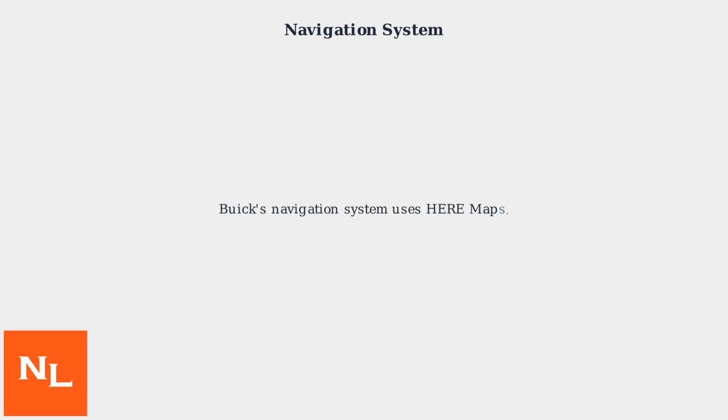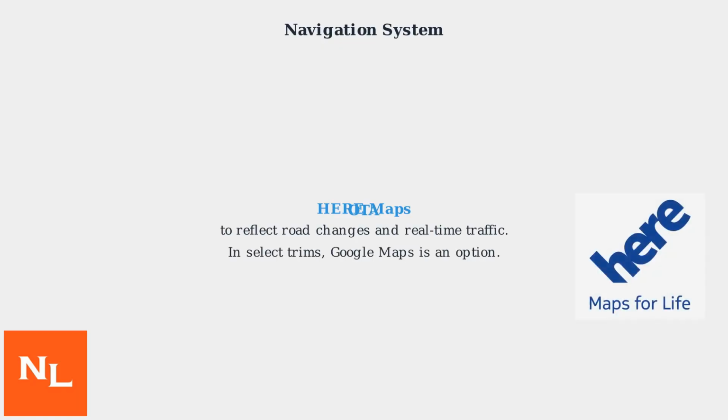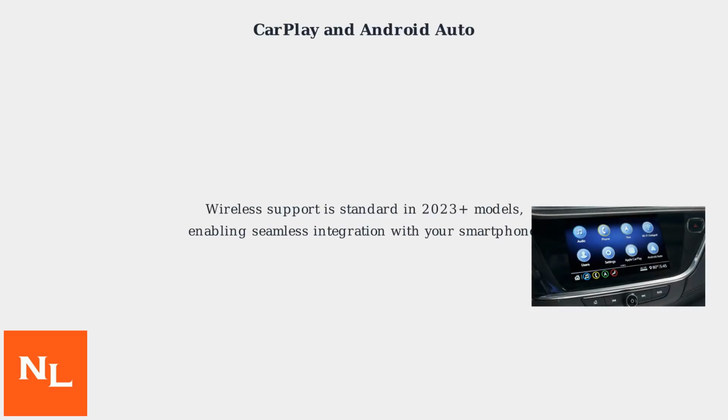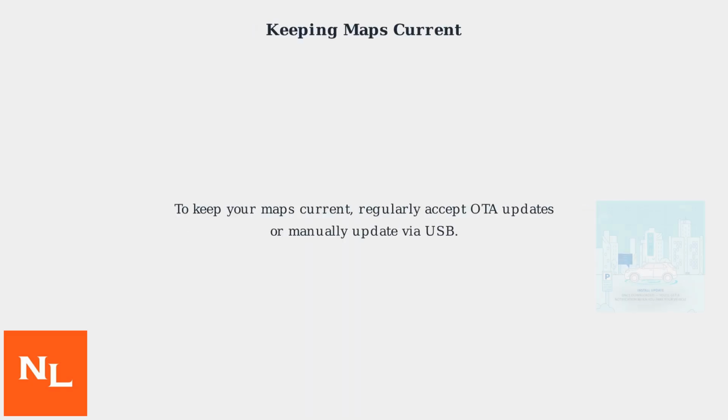Buick's navigation system uses HERE maps, which receive quarterly updates via OTA to reflect road changes and real-time traffic. In select trims, Google Maps is an option. For CarPlay and Android Auto, wireless support is standard in 2023 Plus models, enabling seamless integration with your smartphone. To keep your maps current, regularly accept OTA updates or manually update via USB.